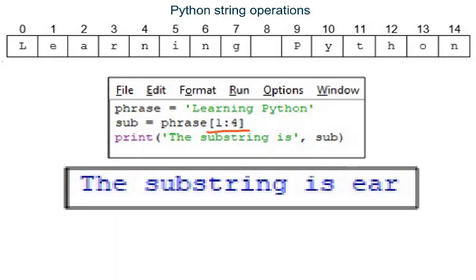This is because the integers in the square brackets tell Python to find characters from the first number in the brackets, in this case 1, up to 1 less than the second number in the brackets. So here 3 is 1 less than 4, so it finds characters in positions 1, 2 and 3.